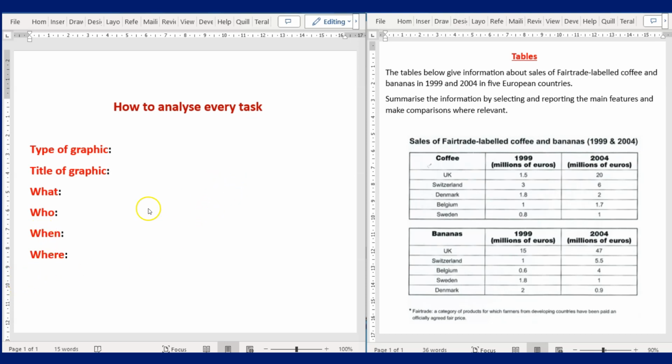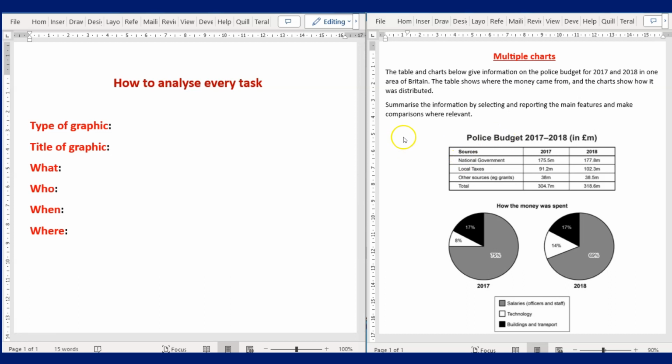You can pause the video and then answer the questions. This is a multiple chart. All right, so you do the same thing to it, answer the question, and then just write your answers and let me know.